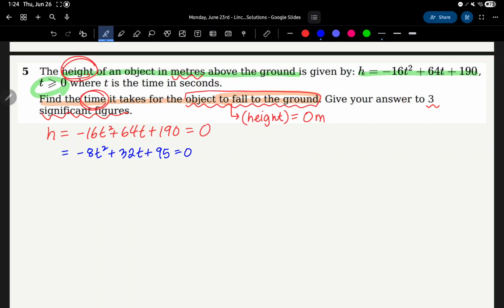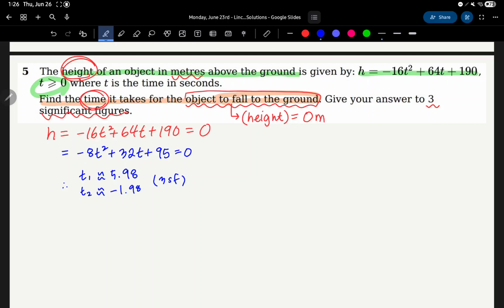So from here, I'm gonna have to put it into the calculator, guys. So continuing, if I put it into the calculator, one of the t values is going to be 5.98 in 3 significant figures, and the other value is going to be minus 1.98. So those are going to be my two t values.